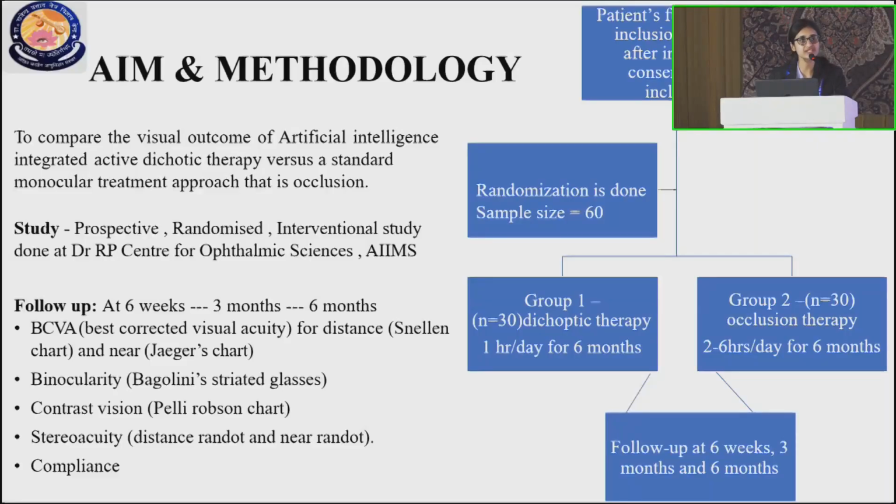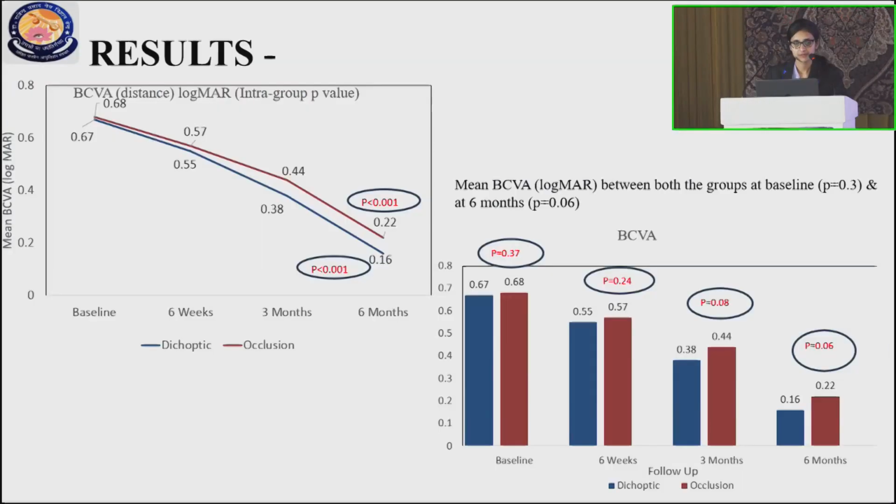The first group received dichoptic therapy for 1 hour per day for 6 months, and the second group received occlusion therapy for 2 to 6 hours per day for 6 months. Follow-up was done at 6 weeks, 3 months and 6 months to assess best corrected visual acuity for distance and near, binocularity using Bagolini's striated glasses, contrast sensitivity using the Pelli-Robson chart, and stereo acuity both distant and near. The secondary aim of the study was to check the compliance in both the groups.